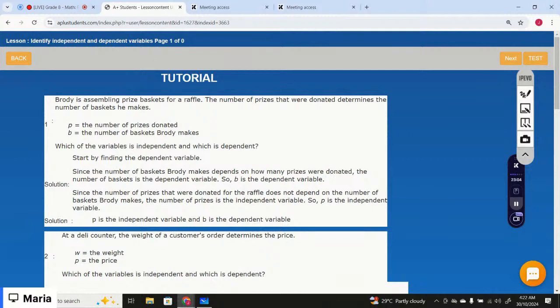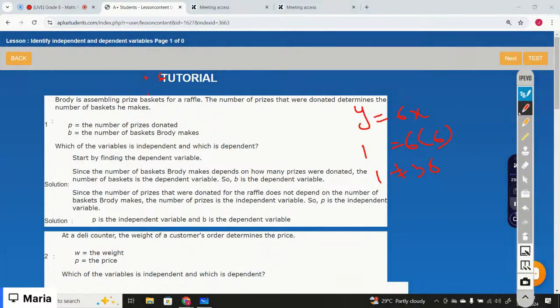When you are reading the question, there is a very important line in the question. You need to read the question again and see which words they are. Brody is assembling prize baskets for a raffle. The number of prizes that were donated determines the number of baskets he makes. That is a very important line. First, let's see which is the dependent variable and which is the independent variable.